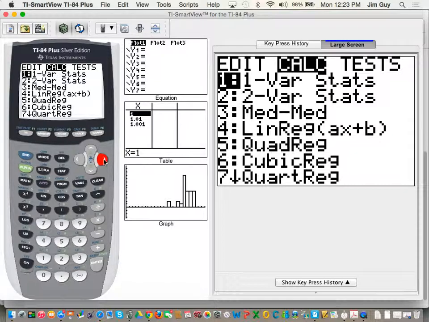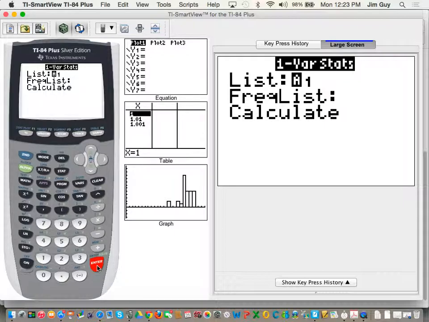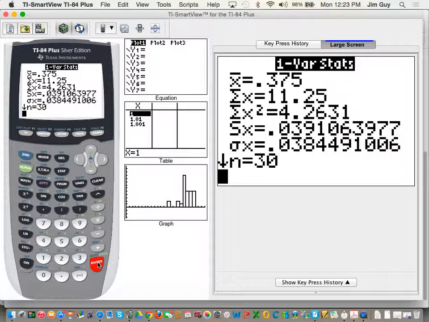What do you want for our frequency? The frequency list is just still going to be 1. All that frequency list is how many times you want that number repeated. We only want it once because we aren't going to repeat it anymore. So you just go L1. Now the older calculators, you might have to actually type in L1 in there. And then all you have to do is calculate that. Okay? So here's our 1 var stats.